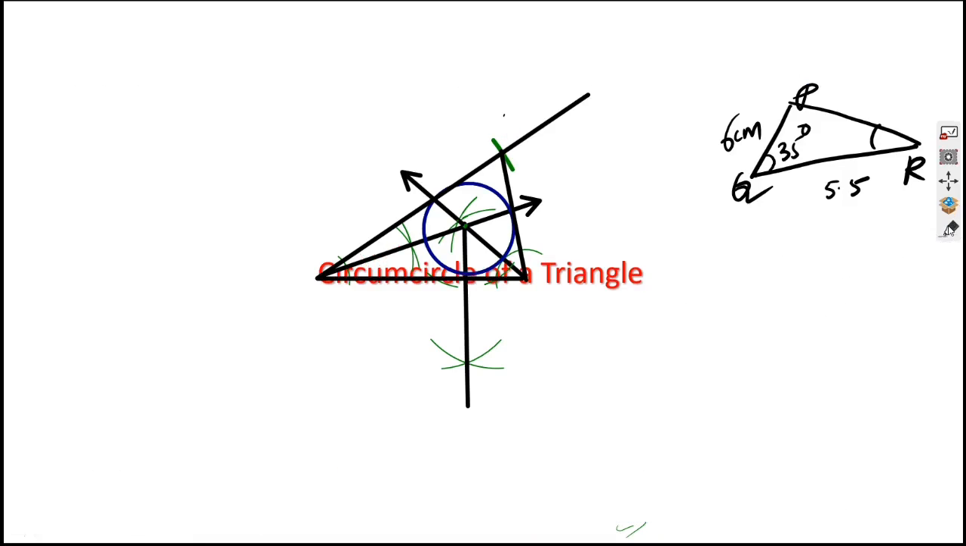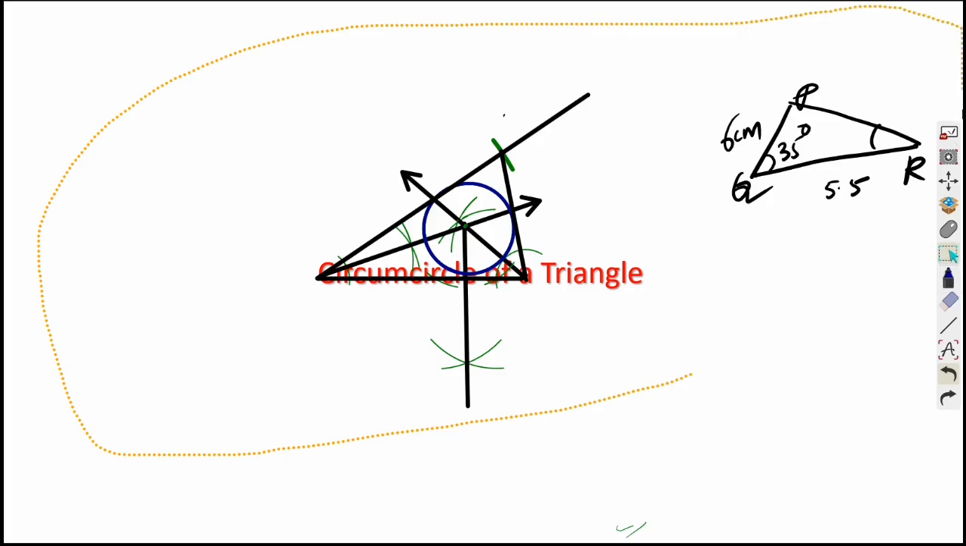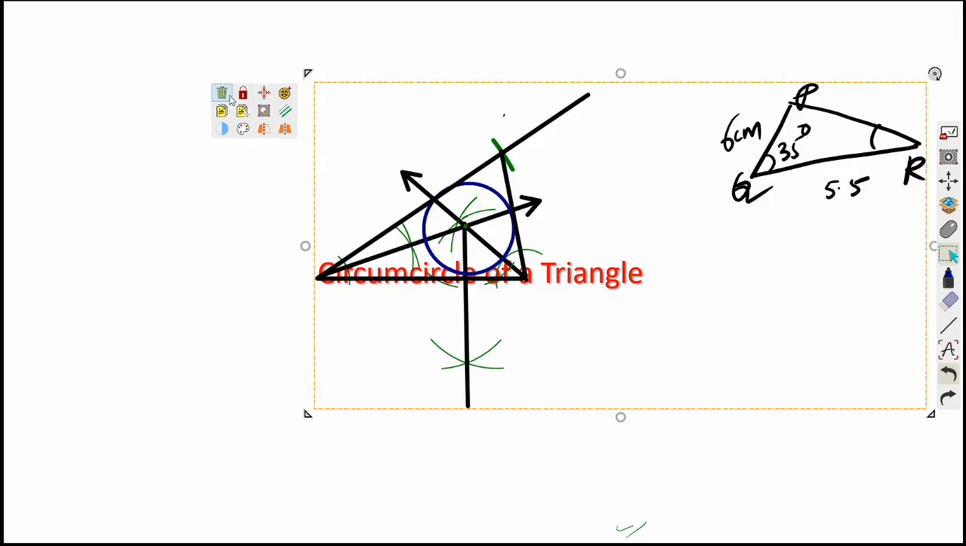The next type of construction is the circumcircle. As the name indicates, circumference you have heard.